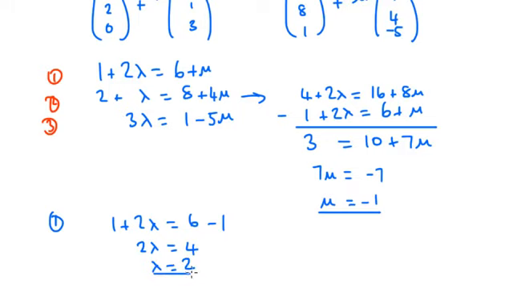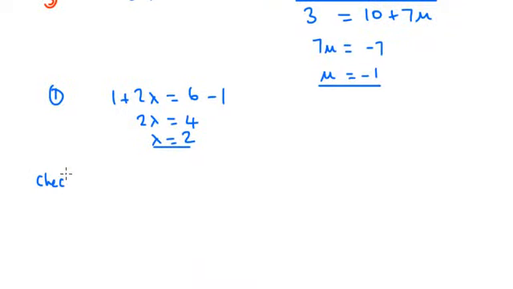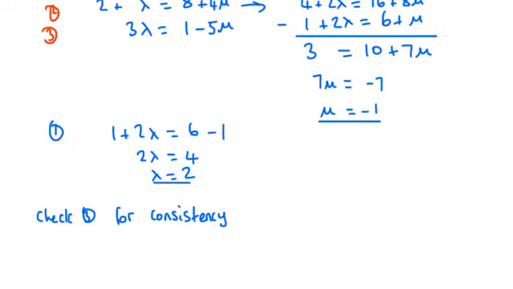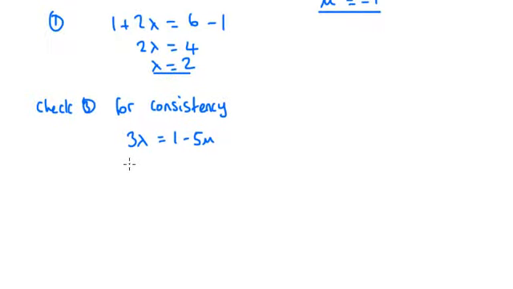So if they intersect, then these two values of mu and lambda must work for number 3. So we're now going to check for consistency in number 3. When we use the values that we've worked out for mu and lambda, if the left-hand side equals the right-hand side, then they do intersect. So we've got 3 lambda equals 1 minus 5 mu. If I substitute 2 in for lambda, then I'm going to check. That's going to be 1 plus 5. That's true, which it is, so they are consistent, so they do intersect.